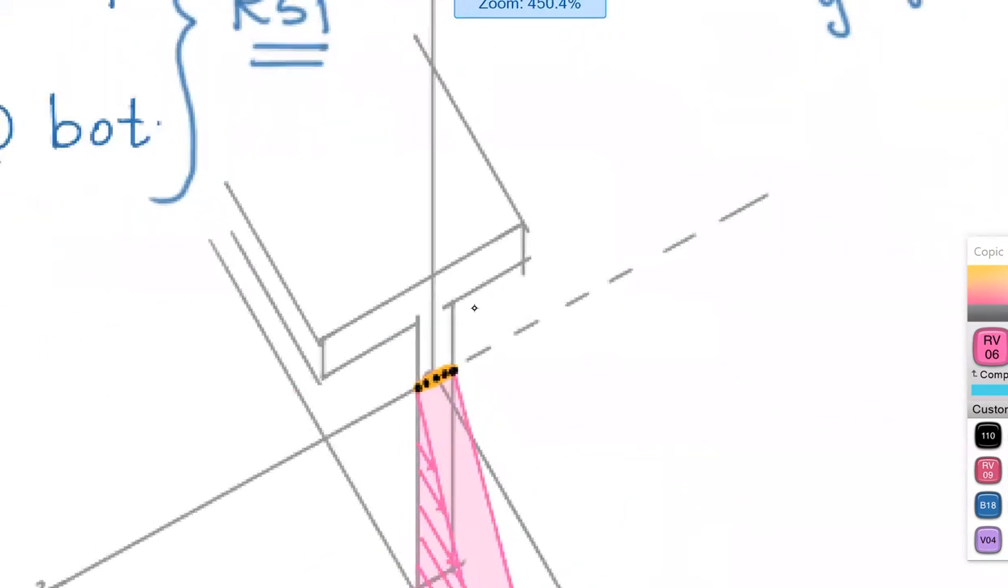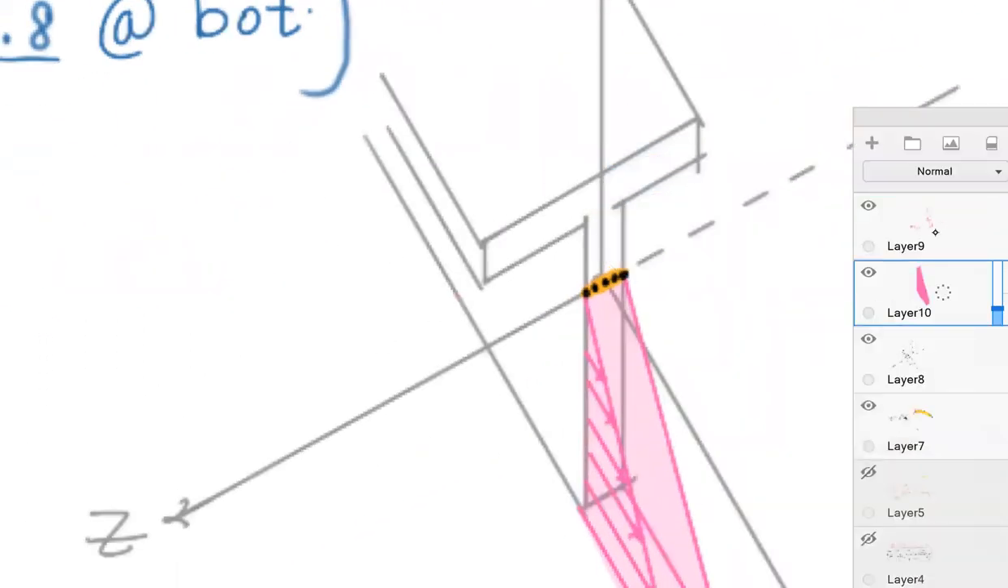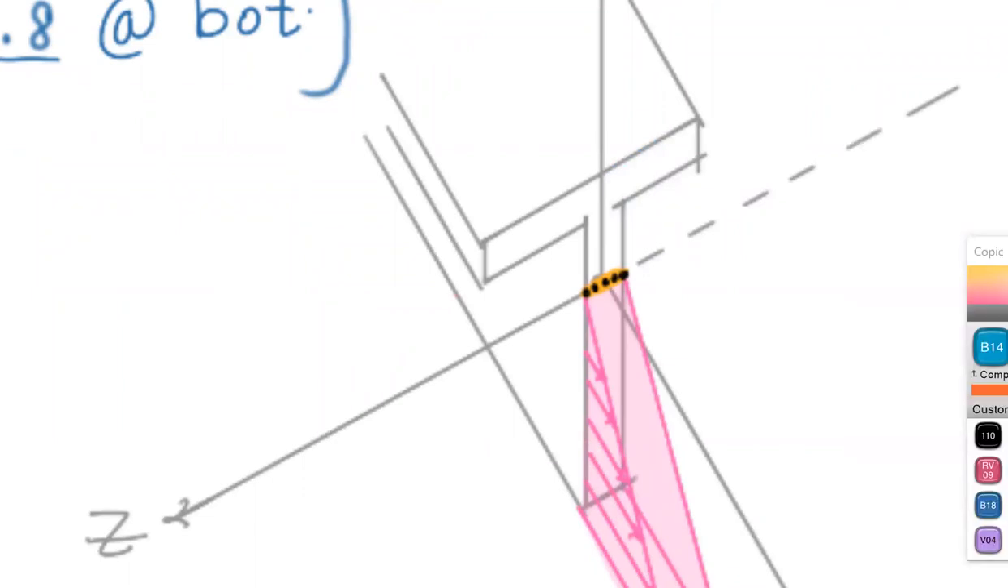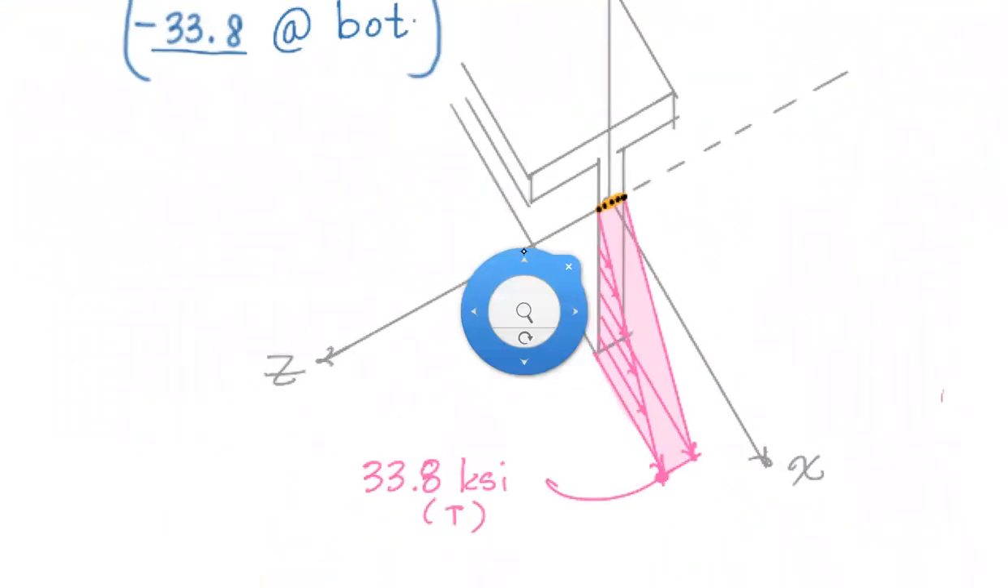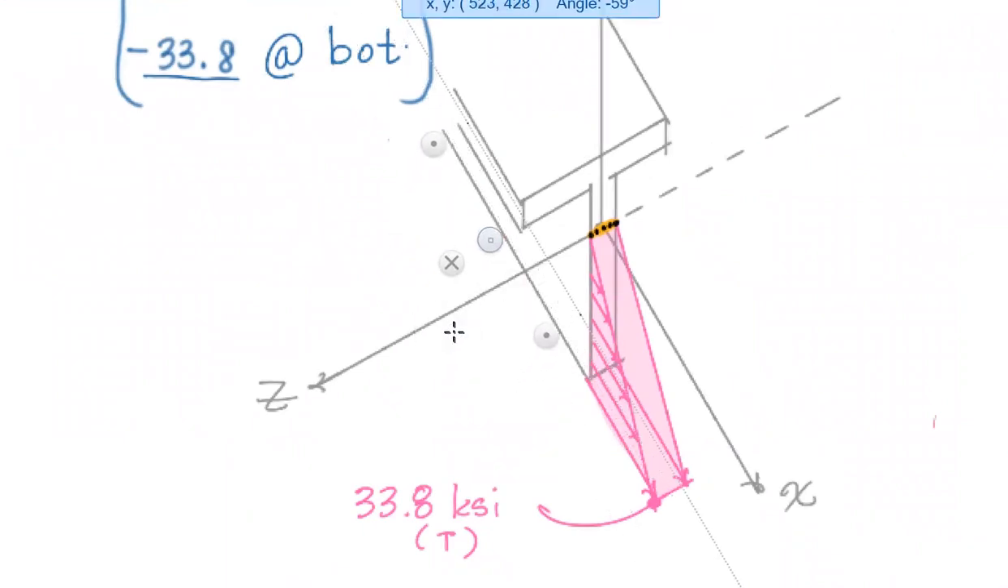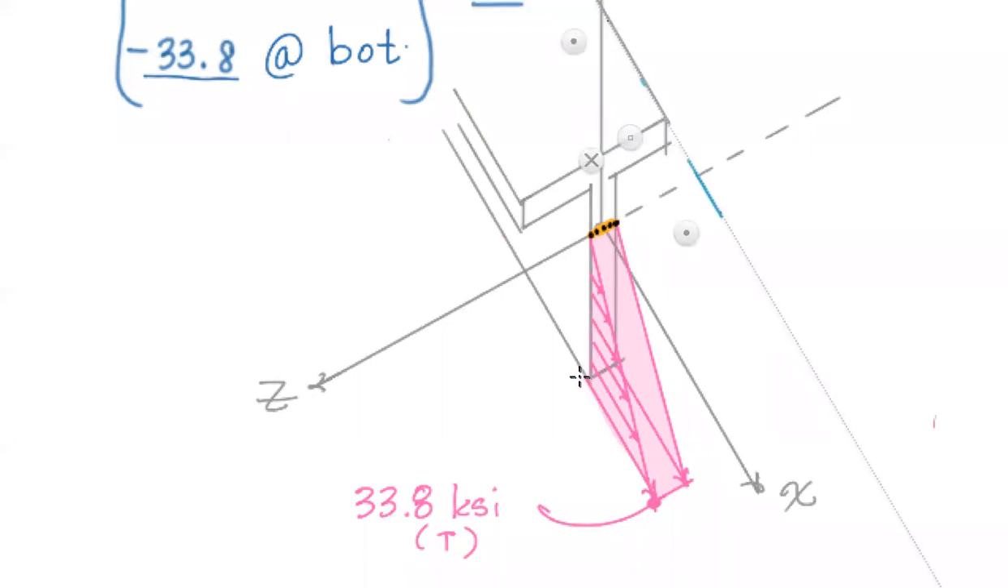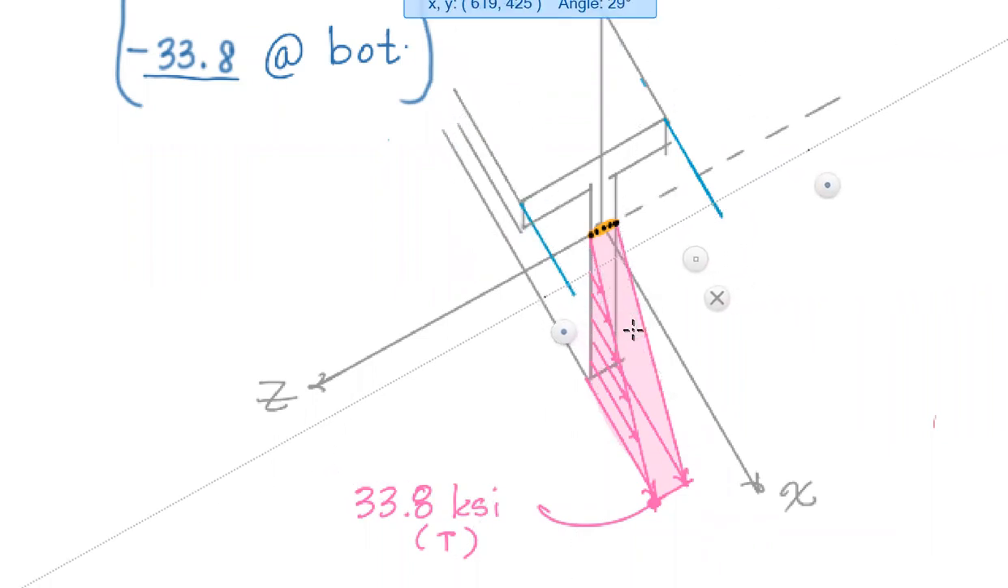I'm going to switch over to blue for that. New layer, new color. And let's do a little more line work. Get my ruler tool. I want to keep this in that longitudinal or X direction. Now I want to be pushing, not with 33.8, but with a smaller magnitude of that, 18.2. So I'm going to graphically reduce the length of this line. I'm going to cut it off about there.